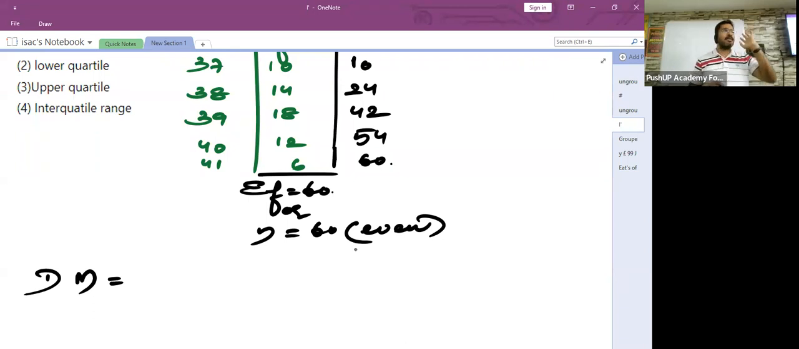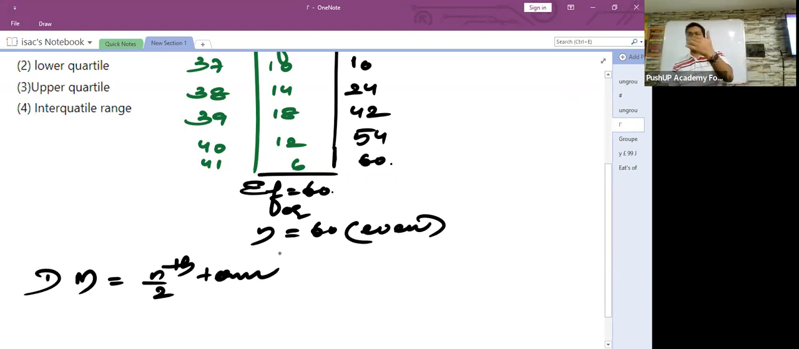In short, the data is given in the tabulated form. The formula to find the median, if the number of terms is even, is n by 2th term. Please make a note of this, in your most comfortable language. Whether it is ungrouped tabulated data or grouped tabulated data, if the number of terms is even, median is equal to what?